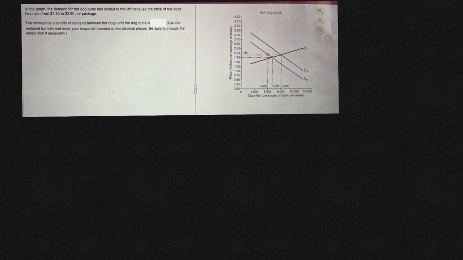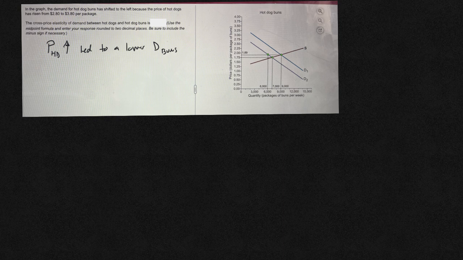They give us some information here, right? They say that the price of hot dogs has risen from $2.80 to $3.80, and that made the demand for hot dogs shift to the left. So the first thing I want to comment on is, if I have the price of a good, let's say this is the price of hot dogs, HD, the price of hot dogs went up, and this led to a lower demand for buns. So again, this is saying the price of one good goes up, leads to a decrease in the demand, that's what I mean by shifted left, of the demand for another one.